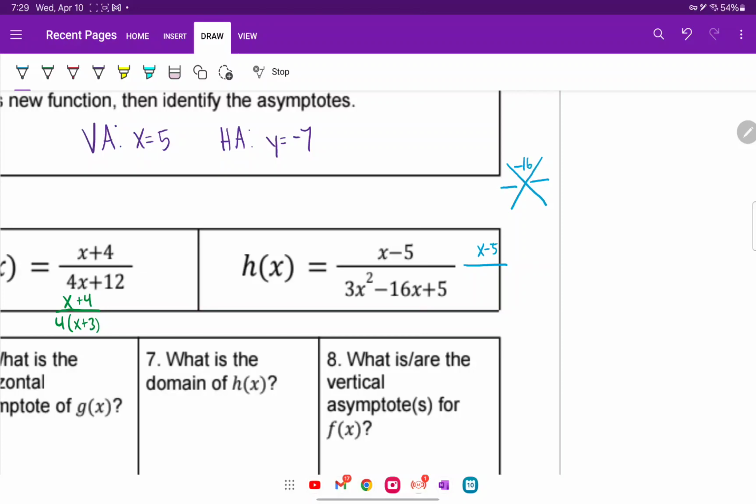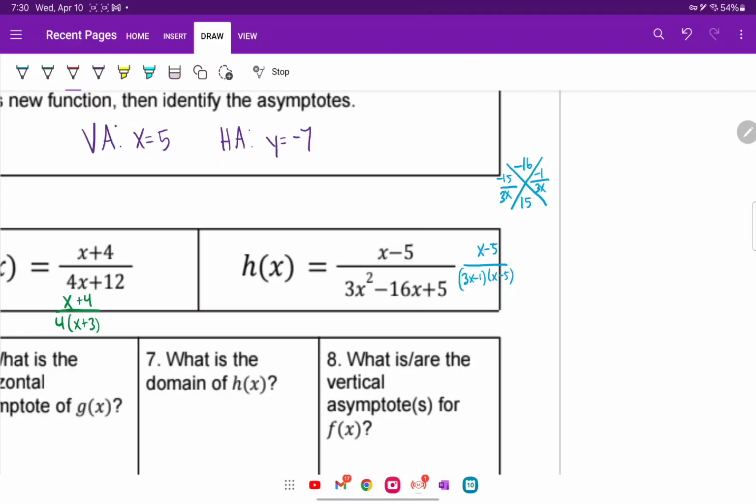So you have negative 16 divided by ax, which is 3x. And then a times c, 3 times 5, is 15. So our factors would be negative 15 and negative 1. So that becomes 3x minus 1. And negative 15 over 3 reduces to negative 5. So that would be x minus 5.